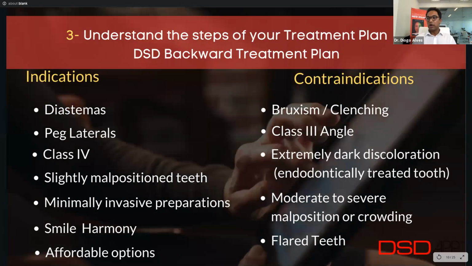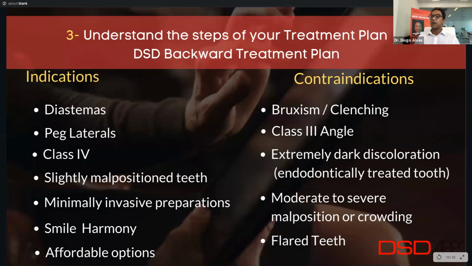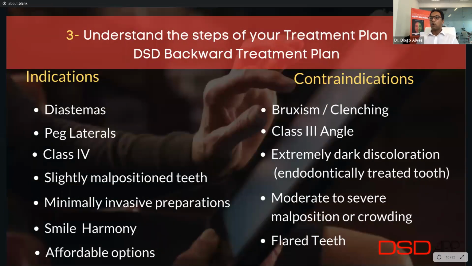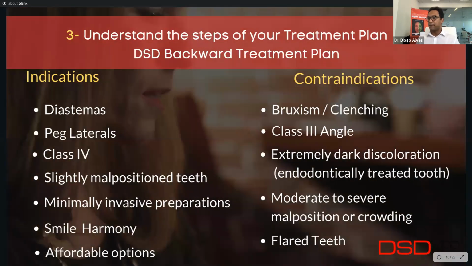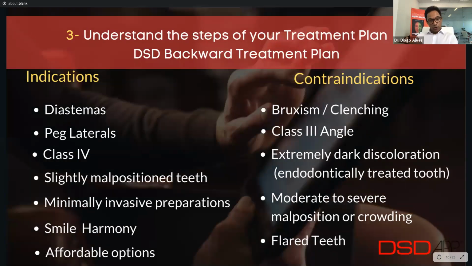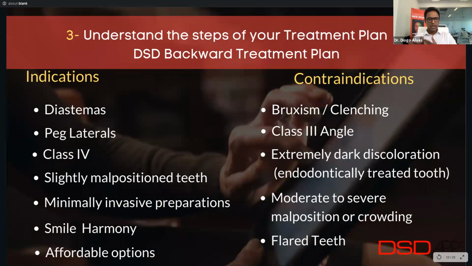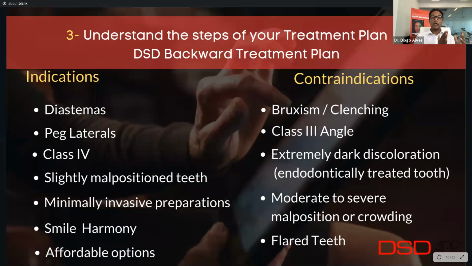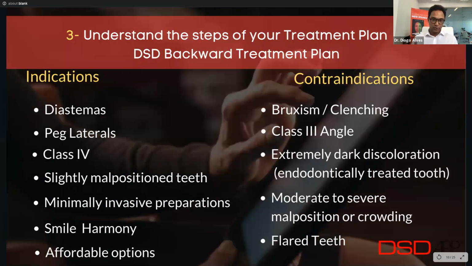Of course, we also have the contraindications. For example, patients with bruxism, patients with class 3 of Angle, or extremely dark discoloration, patients with moderate to severe malpositioning or crowding and flared teeth. Those patients would have to go through other treatment plans prior to the composite veneers. But here are the indications and contraindications.